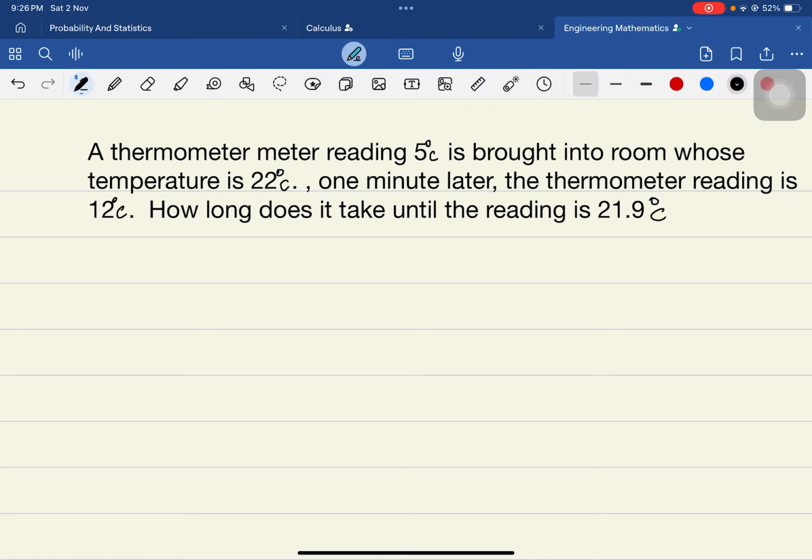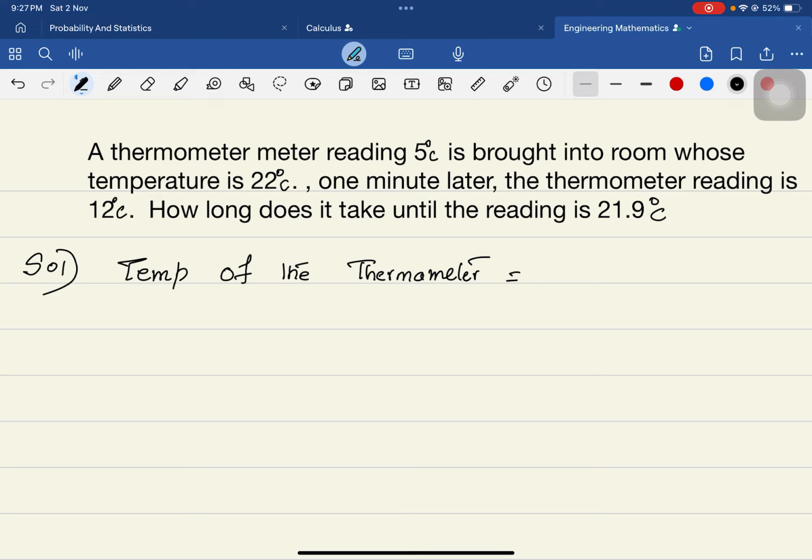So to understand this, let us do it one by one. Try to understand. Now the body temperature is 5 degrees centigrade. So the temperature of the body, that means of the thermometer in the initial stage. Thermometer in the initial stage is what?